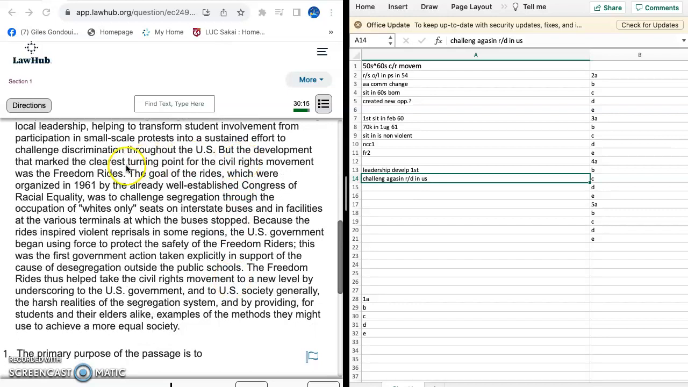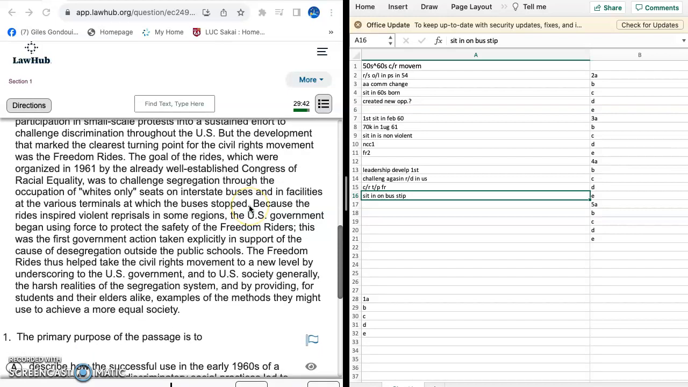But the development that marked the clearest turning point for the civil rights movements was the Freedom Riders. So civil rights turning point was Freedom Riders. The goal of the rides, which were organized in 1961 by the already established Congress of Racial Equality, was to challenge segregation through occupying whites-only seats on interstate buses and in facilities at the various terminals at which the bus stopped. So they were doing the sit-down methods at facilities, and buses were one of the facilities as well.